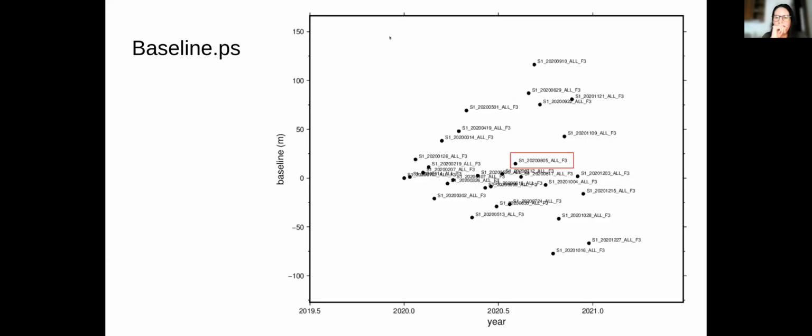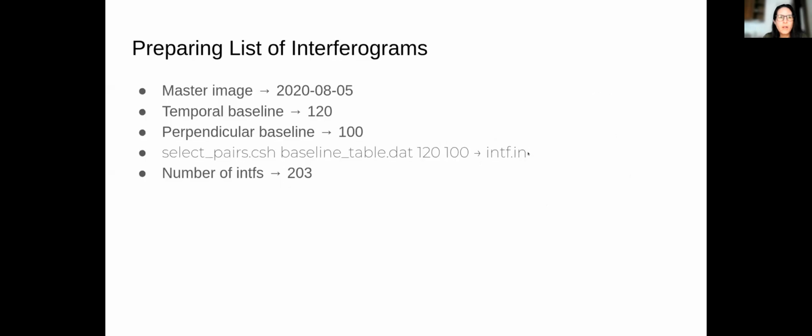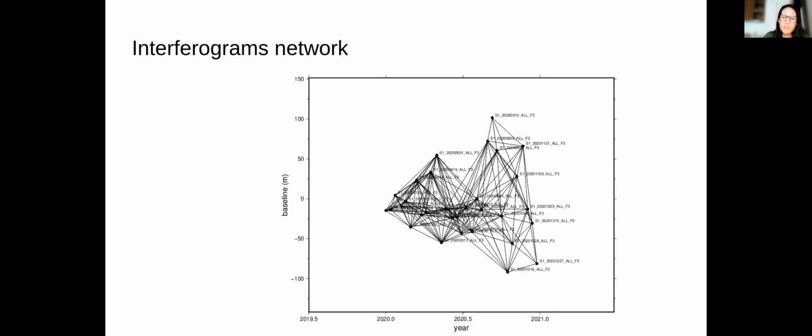This is the set of interferograms of acquisitions that I selected, and here is located more or less the image that I selected as master. For doing the interferograms, I chose a temporal baseline of 120 days and a perpendicular baseline of 100 meters. And I generated 203 interferograms. This is the network that I used.